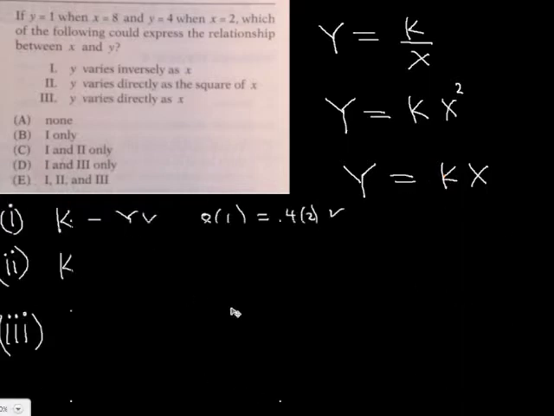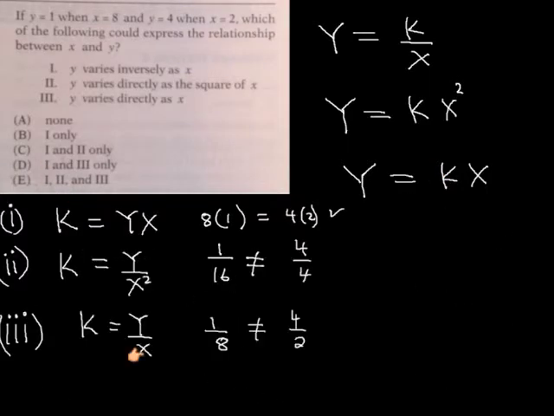So choice 1, y varies inversely as x, which means y is equal to k over x. Second one is y varies directly as the square of x, so y is equal to kx squared. Third one is y varies directly as x, y is equal to kx. For each one of these choices, we could solve for k. So the first one is k is equal to y times x. Second one is k is equal to y divided by x squared. And the third one is y divided by x.